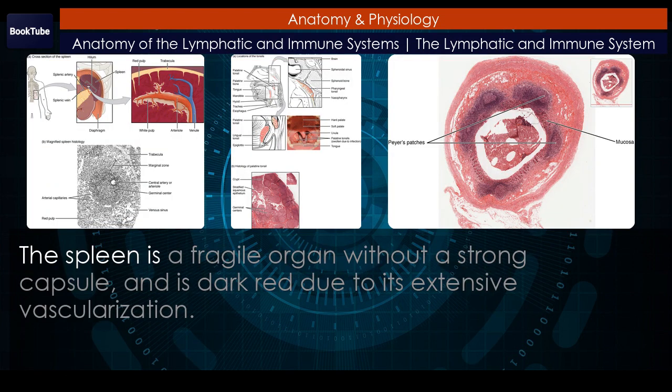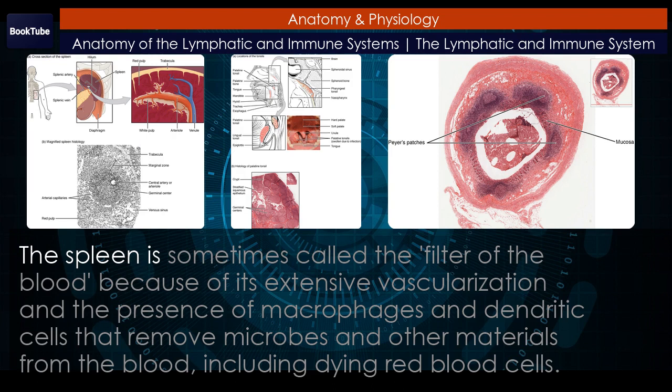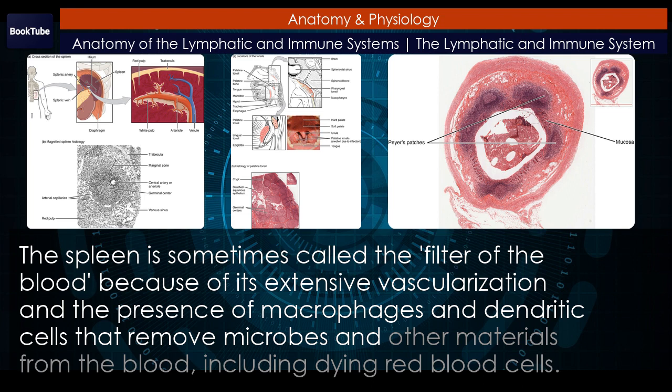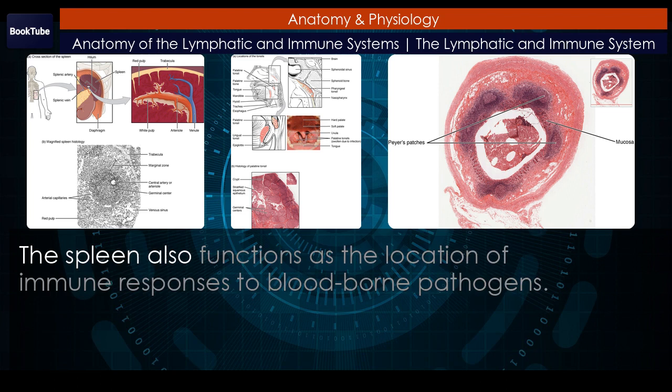The spleen is a fragile organ without a strong capsule, and is dark red due to its extensive vascularization. The spleen is sometimes called the filter of the blood, because of its extensive vascularization, and the presence of macrophages and dendritic cells that remove microbes and other materials from the blood, including dying red blood cells. The spleen also functions as the location of immune responses to blood-borne pathogens.